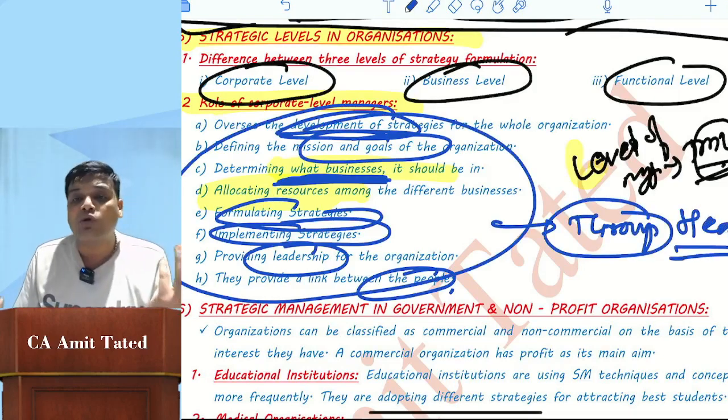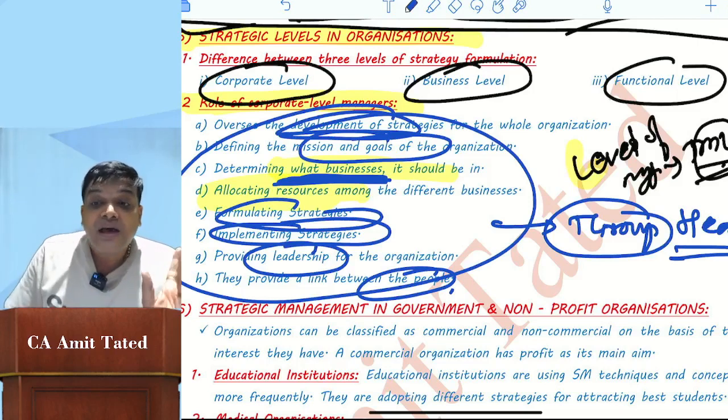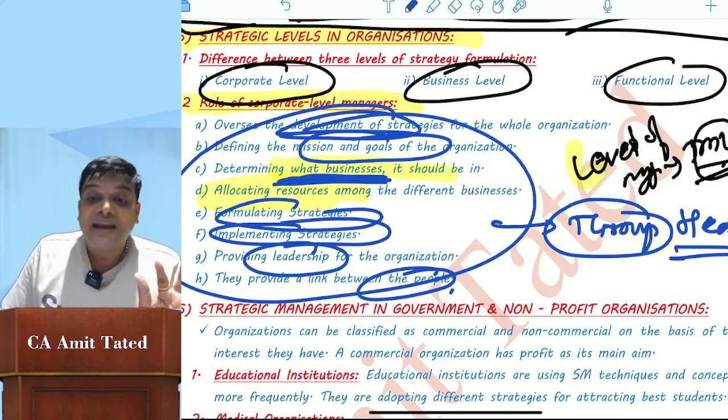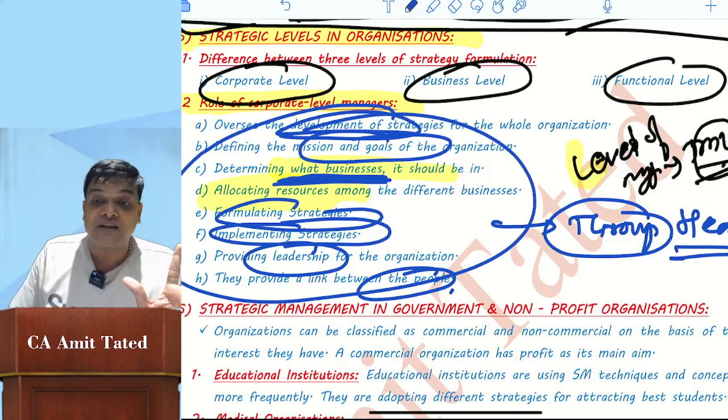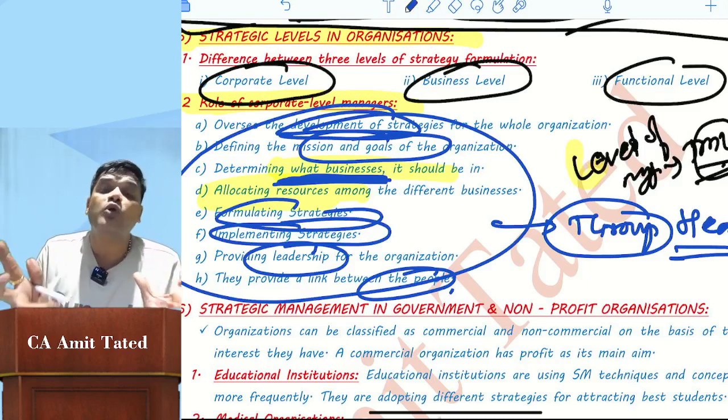Sir, Tata Group के head का role क्या है? एकदम easy answer है. First point, he will oversee the development of strategies. Second point, mission goals. Third point, what business it should be. Next point, allocating the resources. Next point, formulating strategy, implementing strategy, providing leadership, and next point is focusing a link between stakeholders and people.